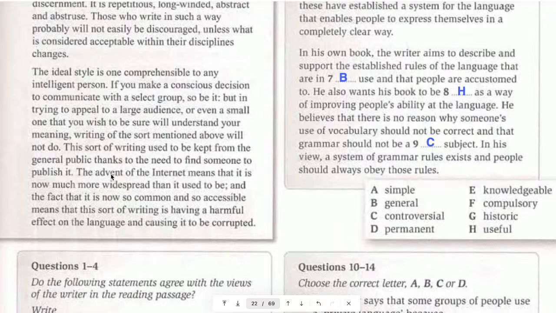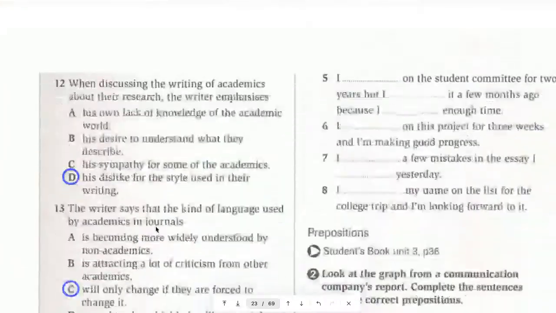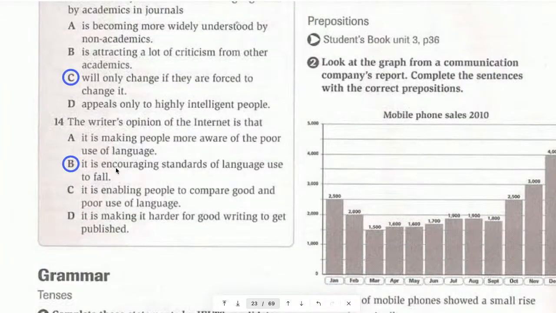So the advent of the internet means that it is now much more widespread than it used to be, and the fact that it is now so common, that means the internet is so common and so accessible, means that this sort of writing, that means the writing style of academics, is having a harmful effect on the language and causing the language to be corrupted. That means that the internet is encouraging standards of language used to fall.